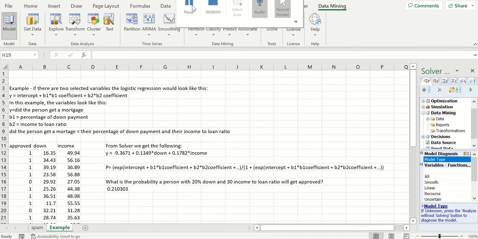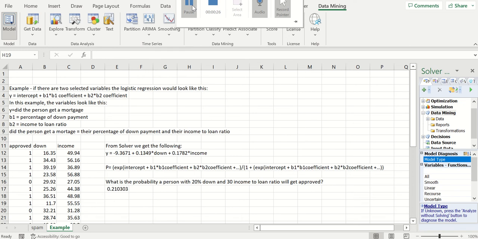In this video, we're going to talk about using logistic regression, and in particular using Solver as the add-in that would be able to do logistic regression for you in Excel. The point on logistic regression is that it's very much like linear regression. The only difference is the outcome is either a yes or a no type decision.